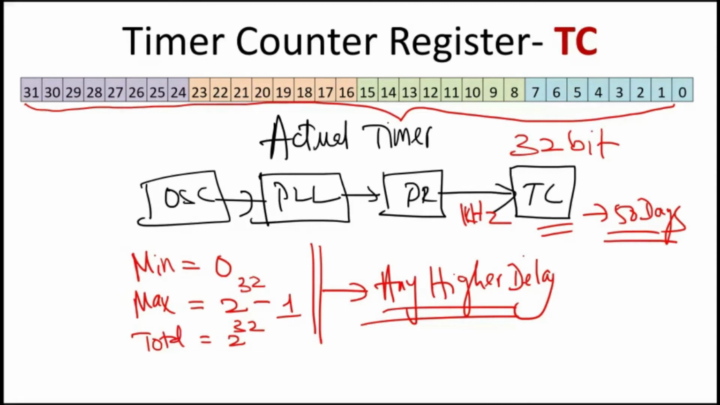If the timer clock is equal to 1 kilohertz, the frequency is 1 kilohertz, and the time period is equal to 1 millisecond. What is this 1 millisecond? The timer takes 1 millisecond to count one count. How many counts can the timer count totally? 2 power of 32 counts. What is 2 power of 32?